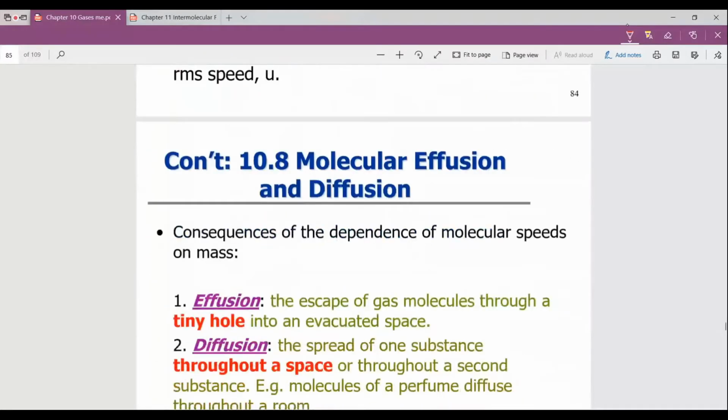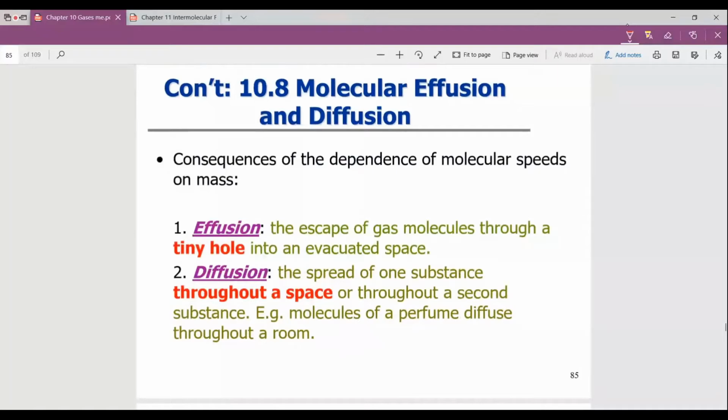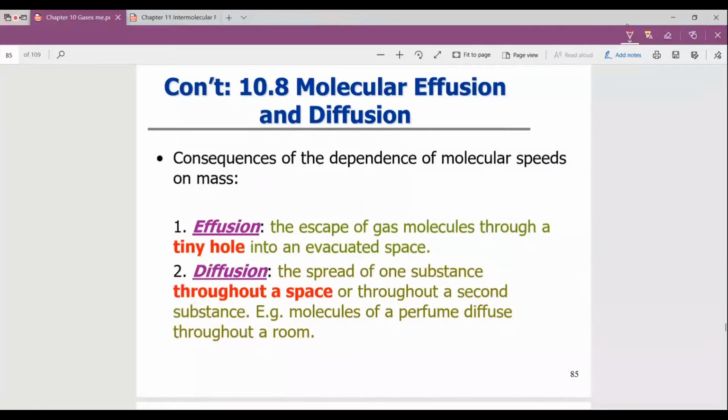Okay, as a consequence of the dependence of molecular speed on mass, we have two types of movement of gas molecules: effusion and diffusion. We know that gas moves in constant, rapid and random motion, so it will diffuse quickly through a container. So how does this gas diffuse? It has two types of movement. The first one is effusion. What is meant by effusion? Effusion is the escape of gas through a tiny hole.